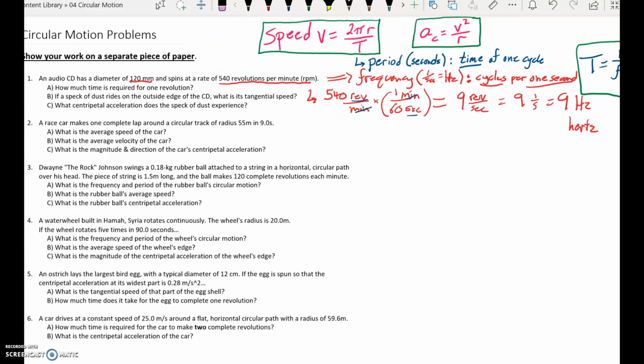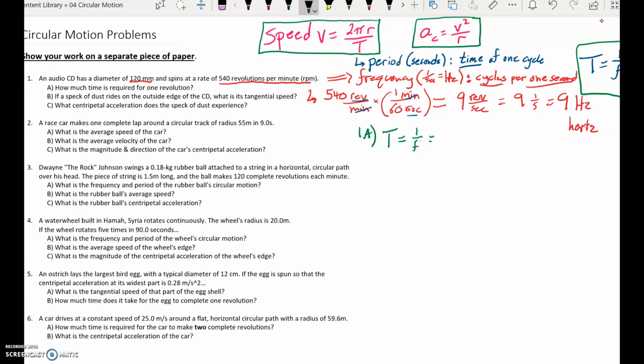So this leads into our first question for problem A. 1A is asking how much time is required for 1 revolution. So the time for 1 revolution is going to be my period. Right? The time of 1 revolution is my period. So my period, we just clarified, can be calculated by the reciprocal of the frequency. And I've simplified my frequency of 540 RPMs, dividing by 60 seconds per minute, to be 9 hertz.